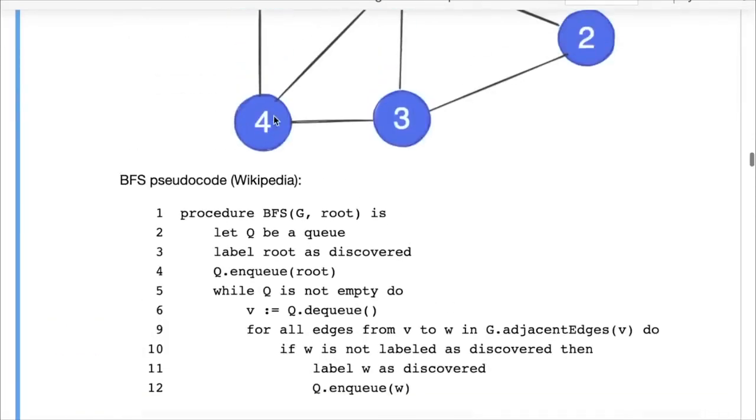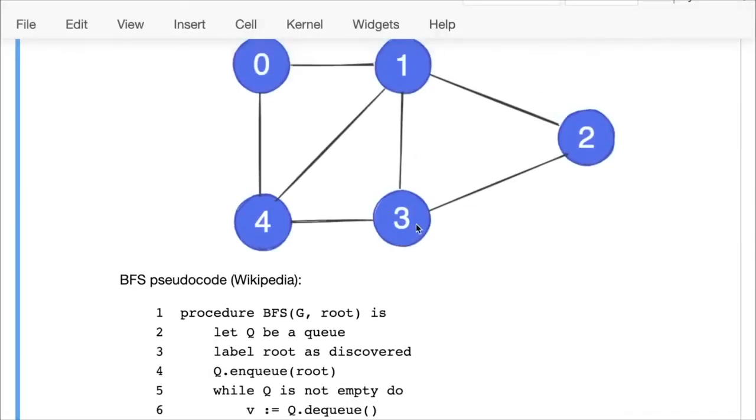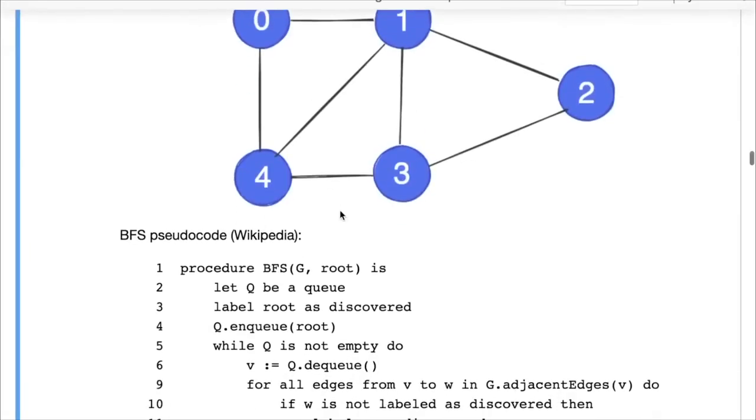For example, initially we just have 3 in the queue. So we get 3 back from the queue. Then we check all the edges for 3. We check that 3 is connected to 1 and 3 is connected to 2 and 3 is connected to 4. So we see all the edges for 3.